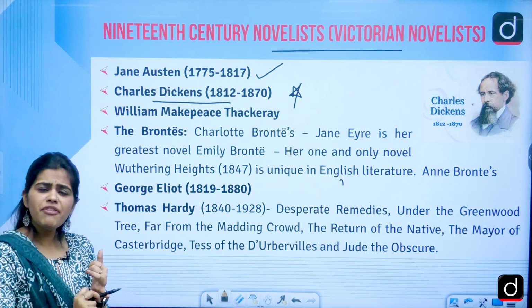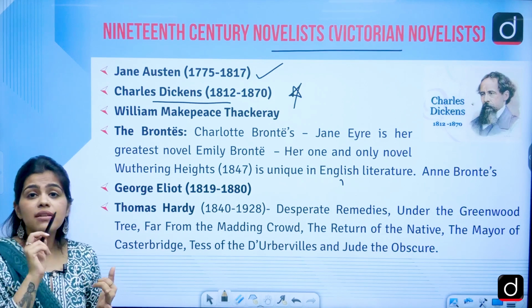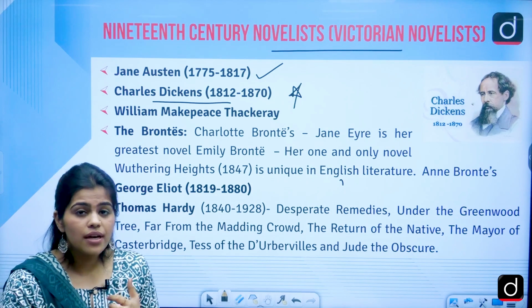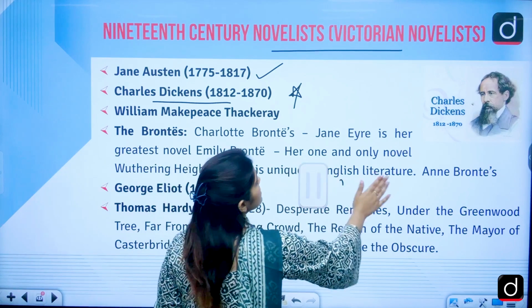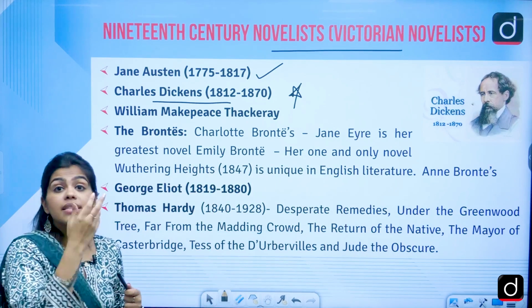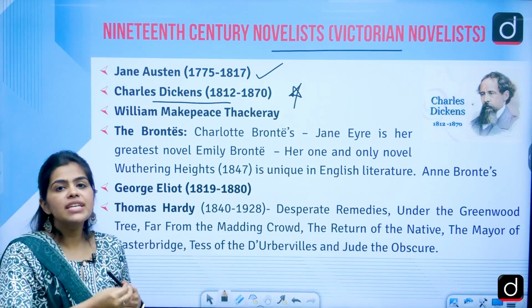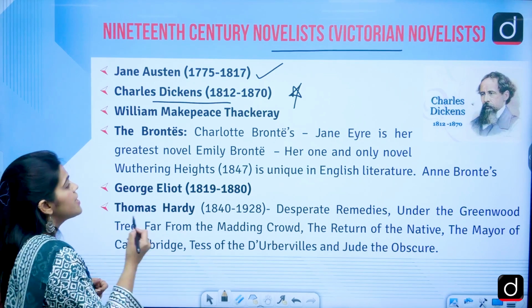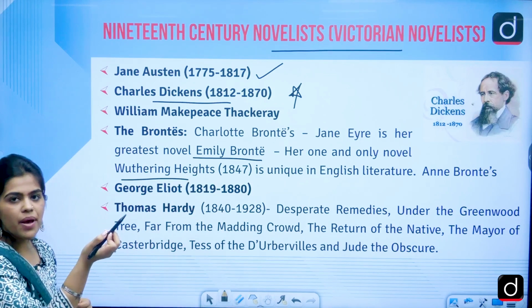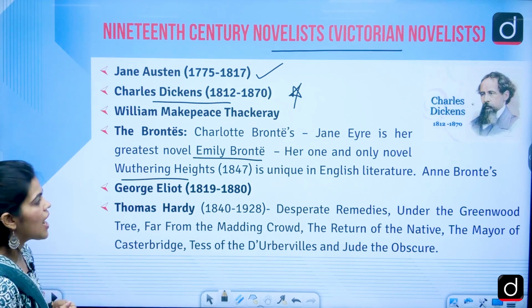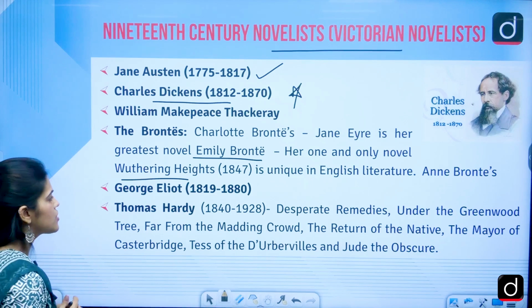We'll be taking the feminist perspective also. We'll be studying the critics associated with this text. We'll study the concept of the good angel. We'll be studying the concept of the madwoman in the attic. All of these are important concepts. Then we'll study Emily Bronte, and the novel written by her is Wuthering Heights, and Anne Bronte is also important.